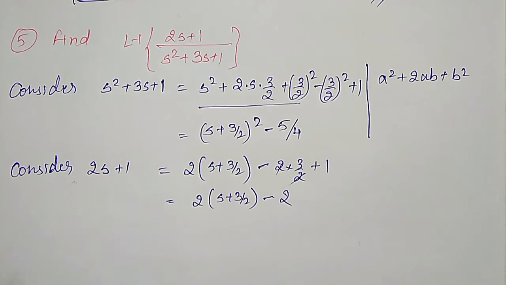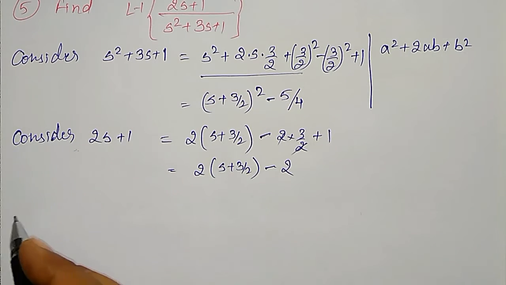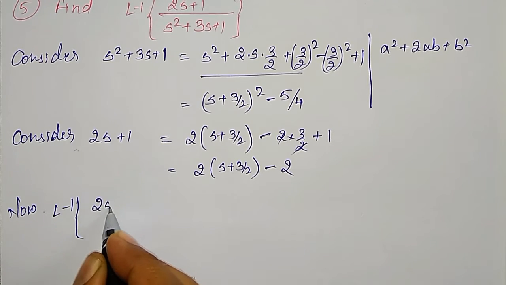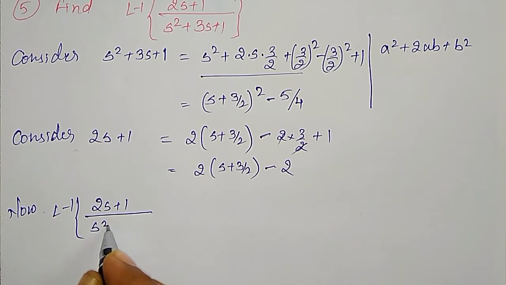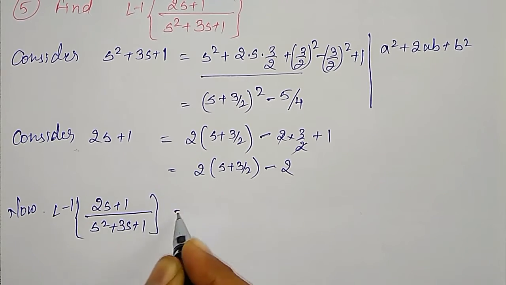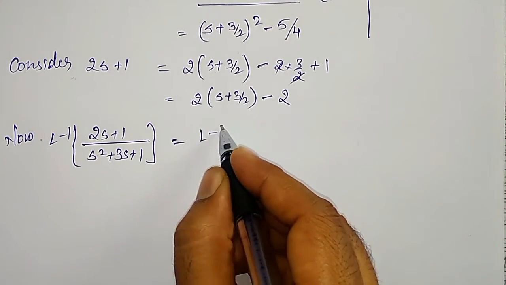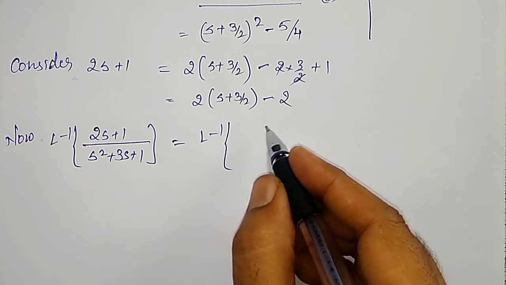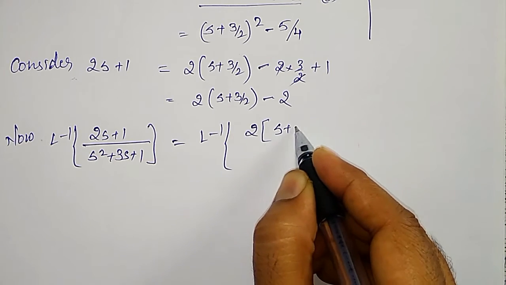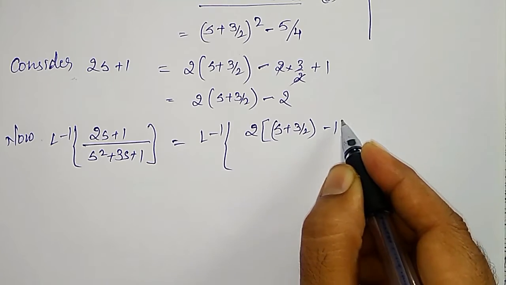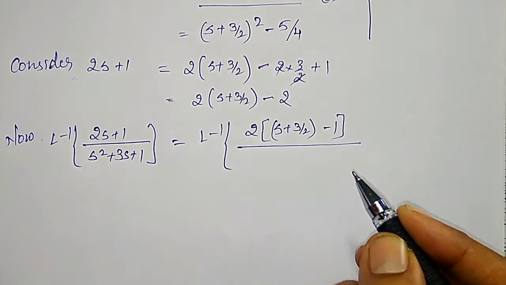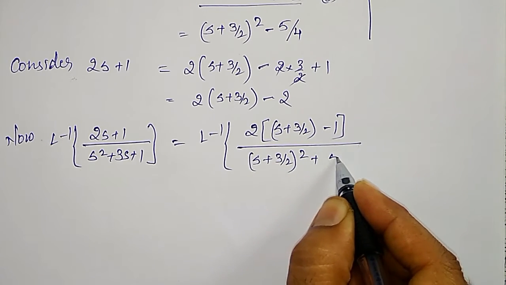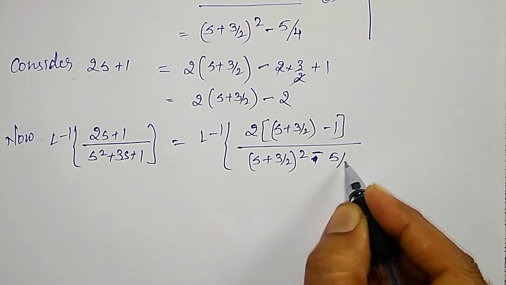Numerator. This is denominator, this is numerator. Okay, now I can write the inverse Laplace transform of (2s plus 1) divided by (s square plus 3s plus 1). I can take 2 common here. I will write it as 2 into (s plus 3 by 2 minus 1) whole, divided by (s plus 3 by 2) the whole square, sorry, minus 5 by 4.